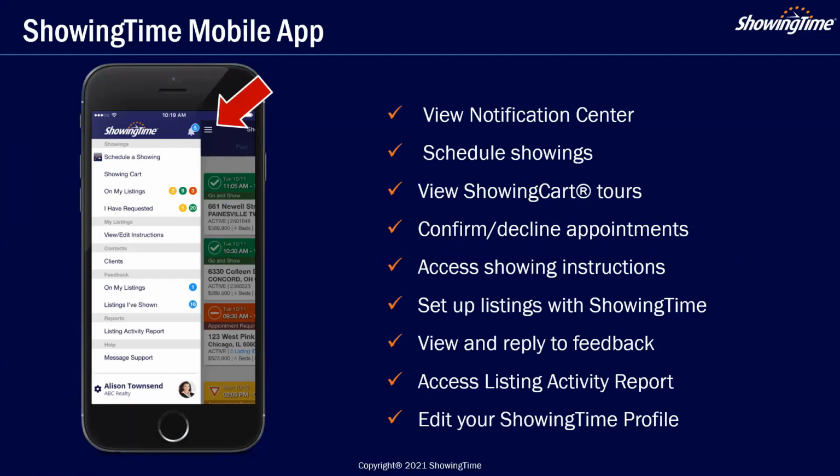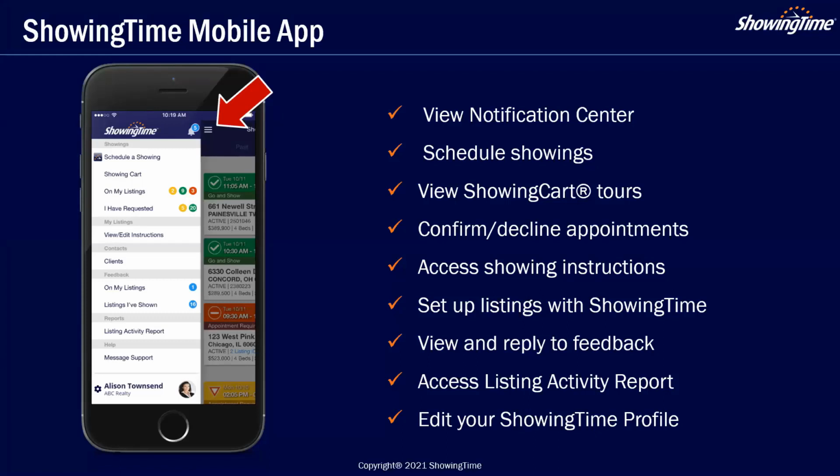It syncs seamlessly with the desktop. There's those three lines at the top. That's the hamburger icon. That'll always open up the menu for you. So again, you can do virtually anything in the app that you can on the desktop. Also, there are some additional features in our mobile app. Obviously, everything you see here on the screen, you're going to be able to schedule your appointments, confirm and decline appointments on the go, access your secure showing instructions. You can view and reply to feedback right away.